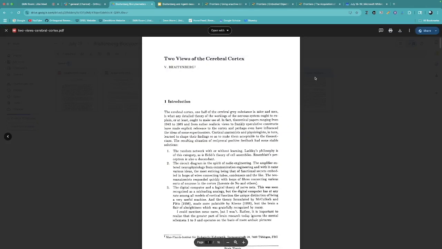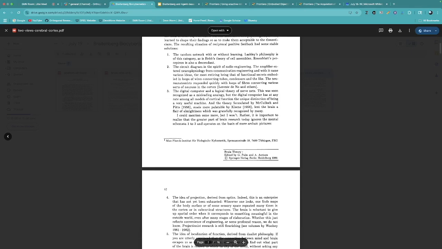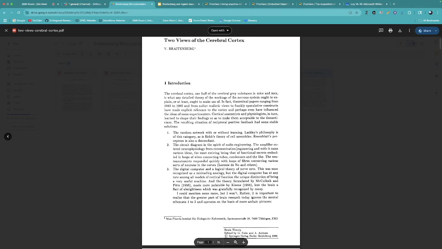This last paper is Two Views of the Cerebral Cortex, from Brain Theory, 1986. And this talks about the cerebral cortex again, and he talks about reciprocal positive feedback. And so he makes this comment here: Cortical anatomists and physiologists learn to shape their findings so as to make them acceptable to the theoreticians. The resulting situation of reciprocal positive feedback has some stable solutions.